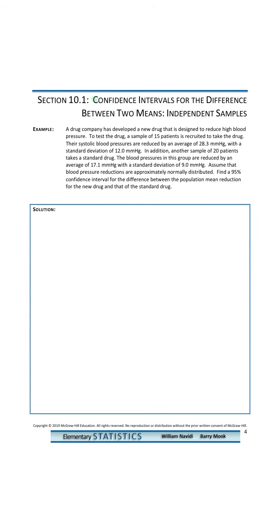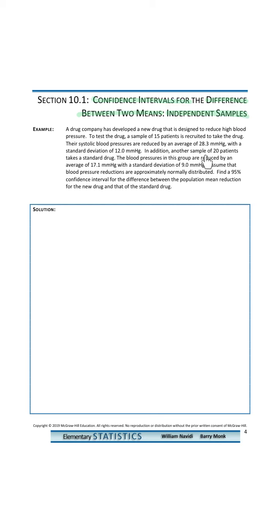This is an example of constructing a confidence interval for the difference between two means for independent samples. So first, read the question. A drug company has developed a new drug that is designed to reduce high blood pressure. To test the drug, a sample of 15 patients is recruited to take the drug. Their systolic blood pressure is reduced by an average of 28.3 with a standard deviation of 12.